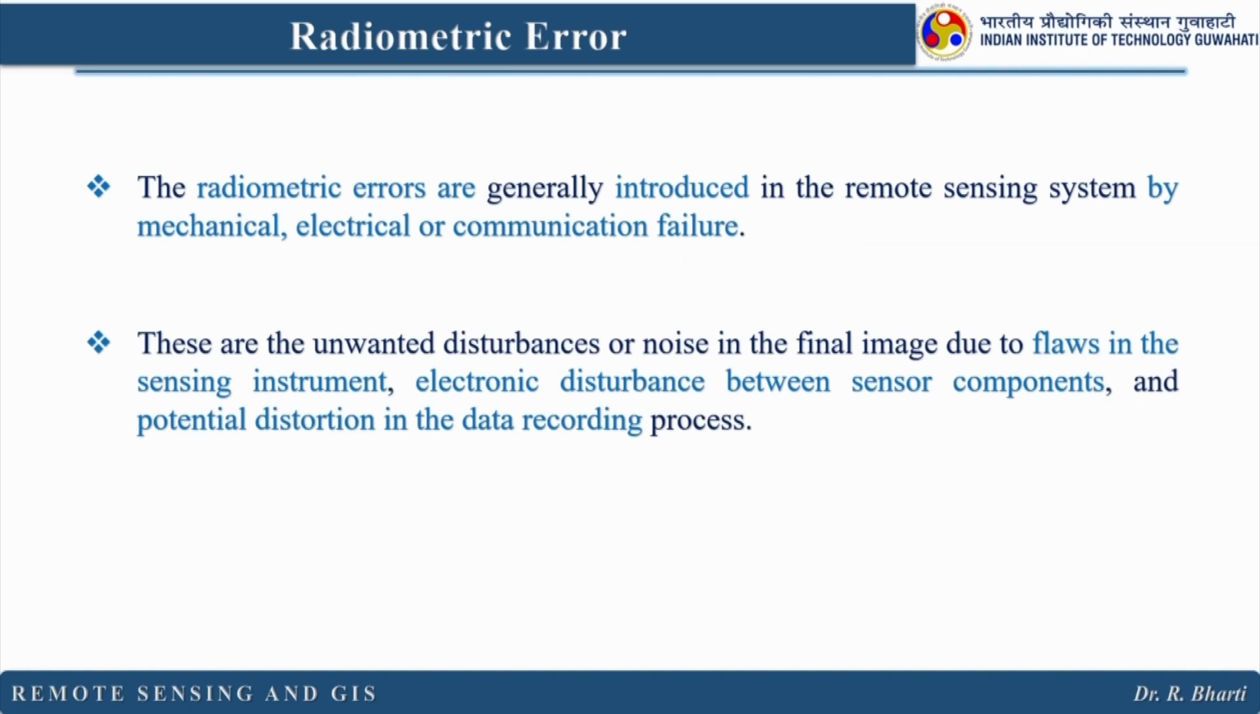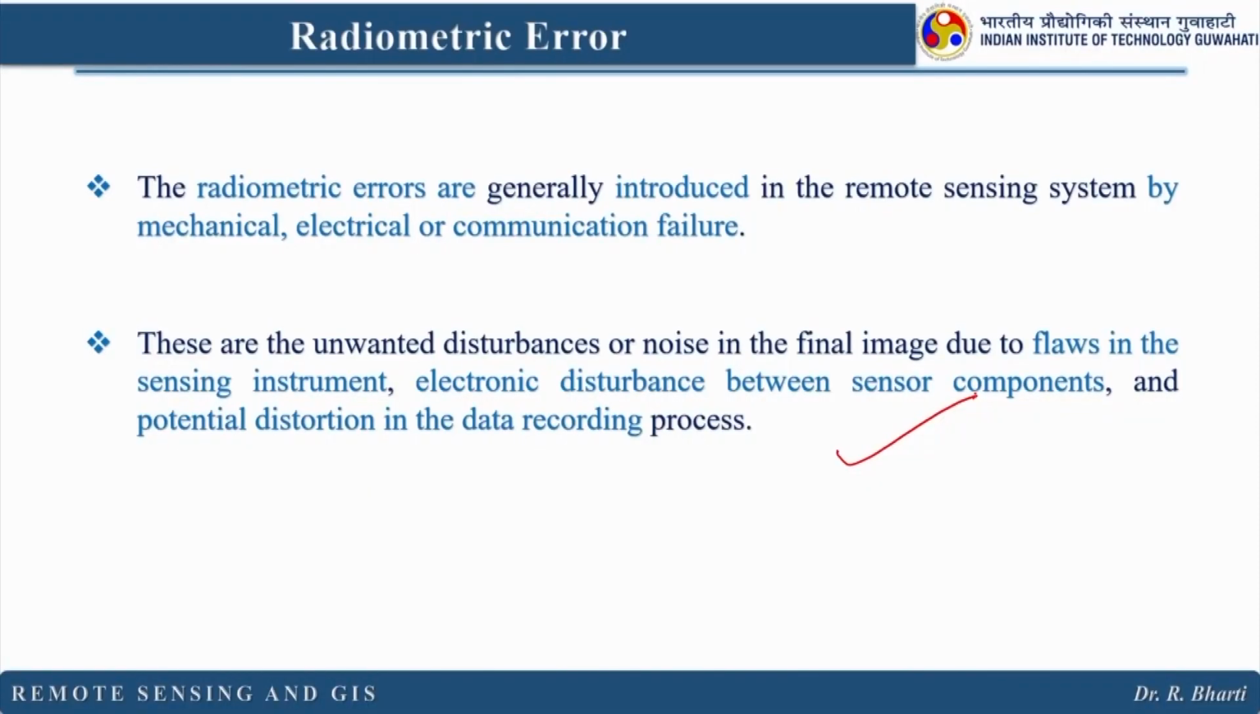So the second point is, these are the unwanted disturbance or noise in the final image due to flaws in the sensing instrument, electronic disturbance between sensor component and potential distortion in the data recording processes. The same thing which is explained in different language, right. But I hope you have understood this particular concept.